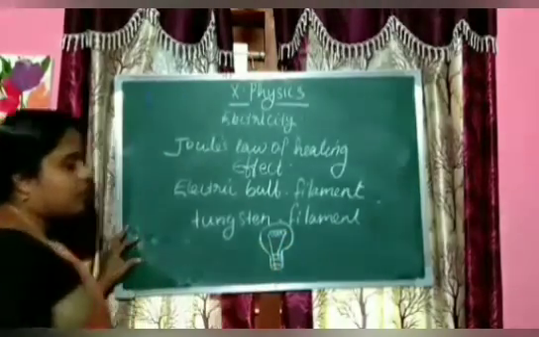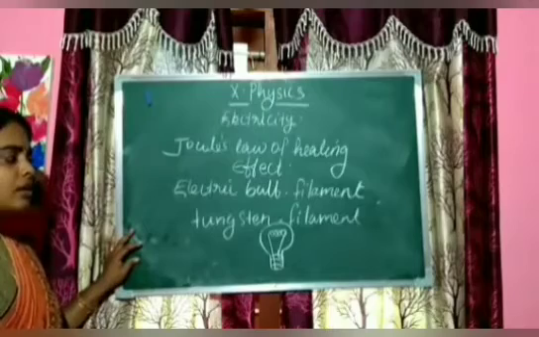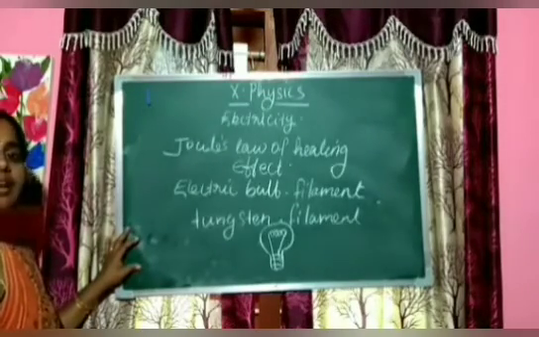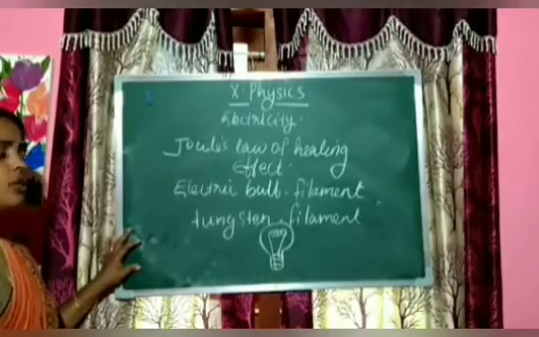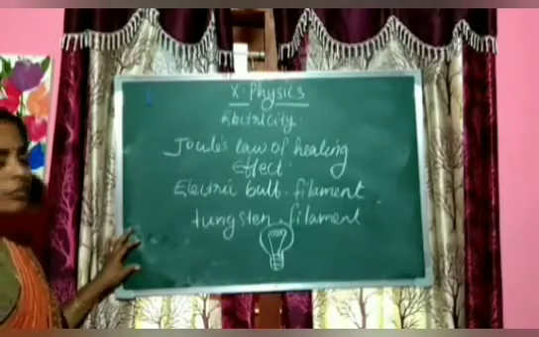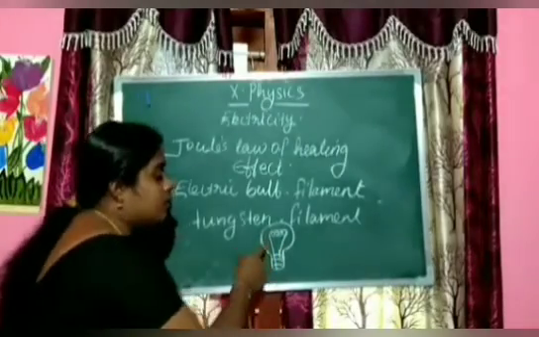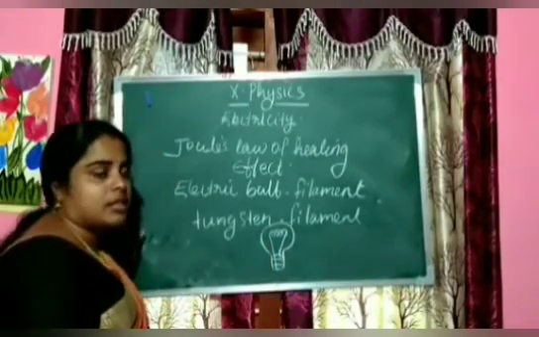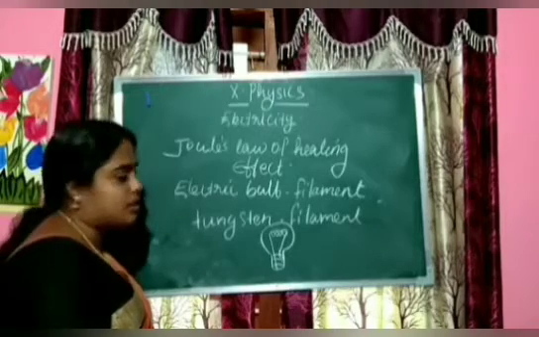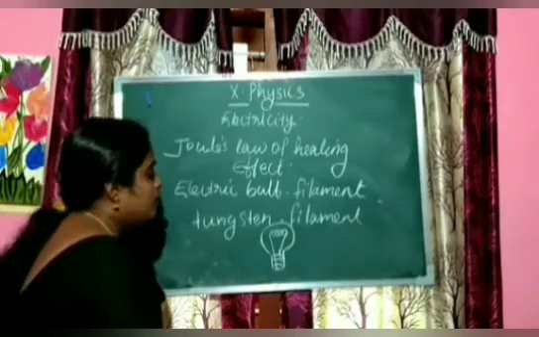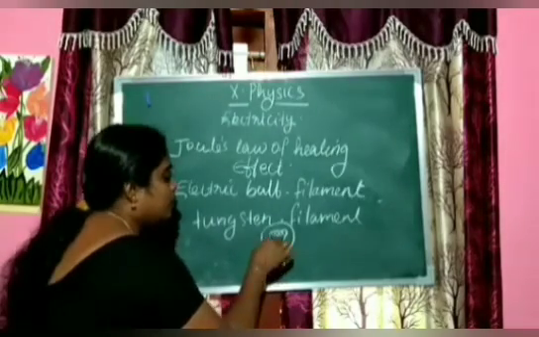And what is the peculiarity of tungsten? It has a high melting point and high resistance, so it does not oxidize easily. Inside this glass, inert gases, argon or nitrogen, are filled to prevent the oxidation of the filament. So what happens when the current is flowing through this filament?